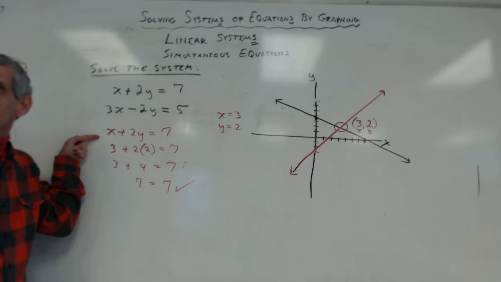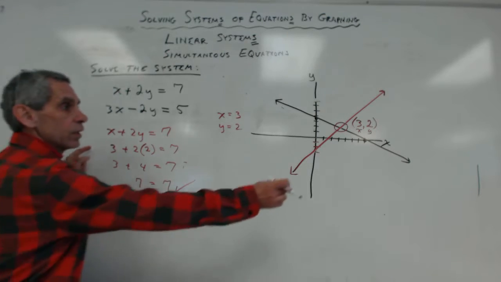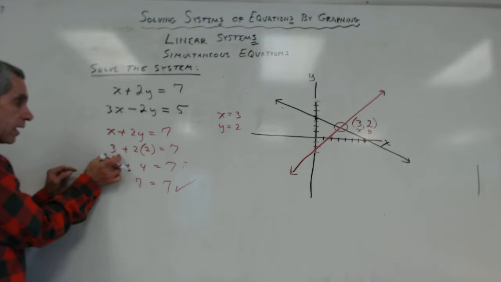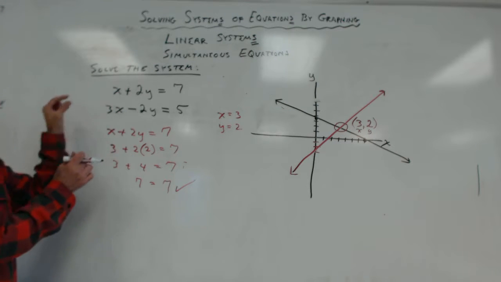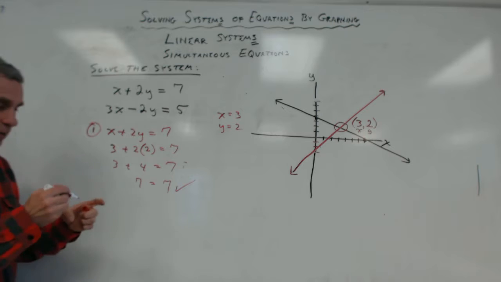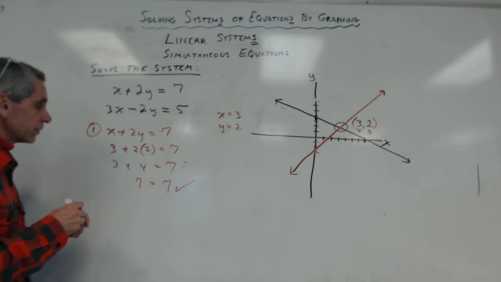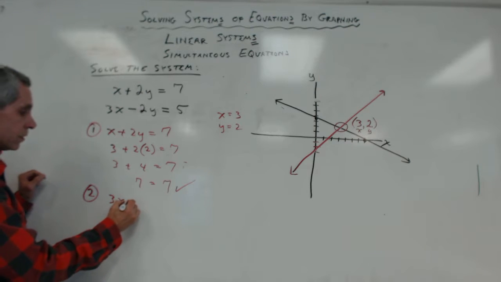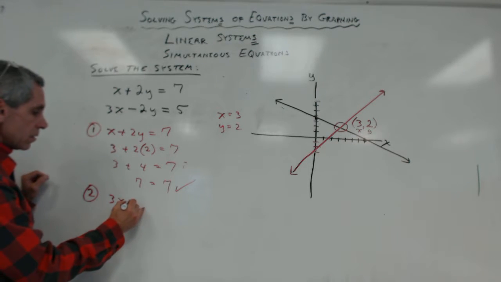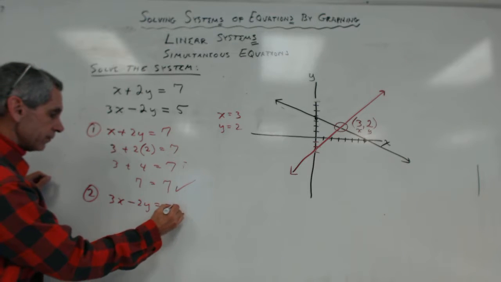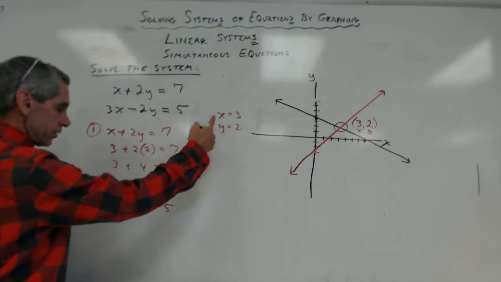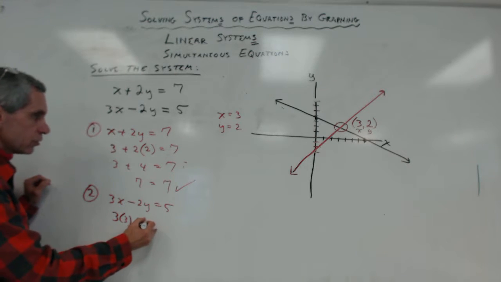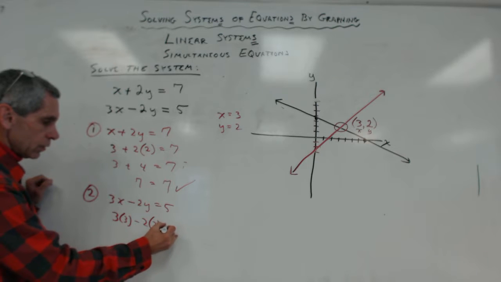Does that make sense? You see what I did? I just took the 3 comma 2, the 3 is my x, the 2 is my y, and I plugged it into the first equation. Now I have to try it with the second equation. The second equation is 3x minus 2y equals 5. So x is 3. 3 times 3 minus 2 times 2 is equal to 5.